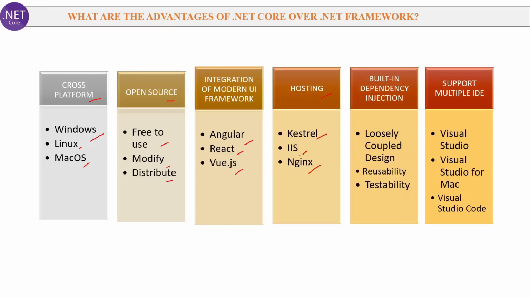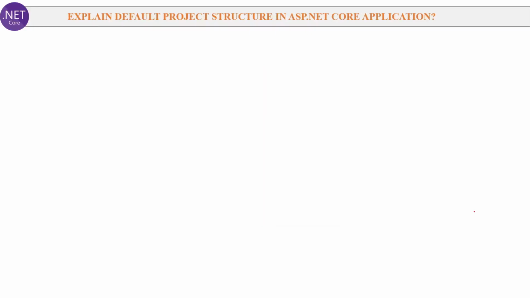Next advantage is .NET Core has built-in dependency injection, which enables .NET Core applications to achieve loosely coupled design. If you are new to dependency injection and loosely coupled design, then don't worry. I will explain these concepts in upcoming questions. And one more advantage is .NET Core supports multiple IDEs like Visual Studio, Visual Studio for Mac, and Visual Studio Code, whereas .NET Framework supports only one IDE, and that is Visual Studio.